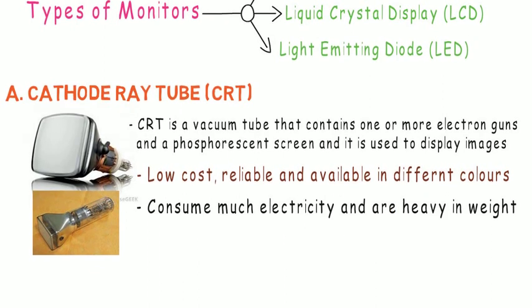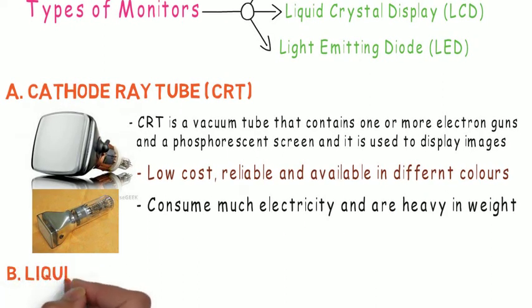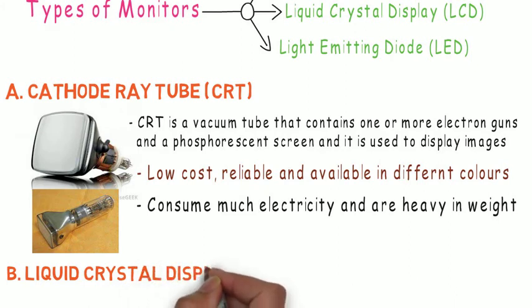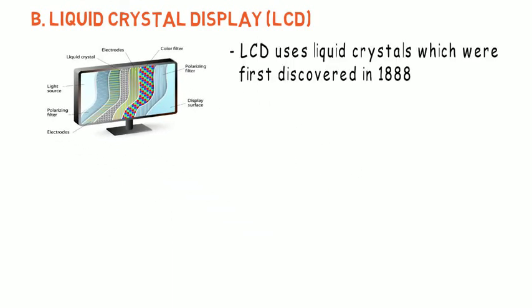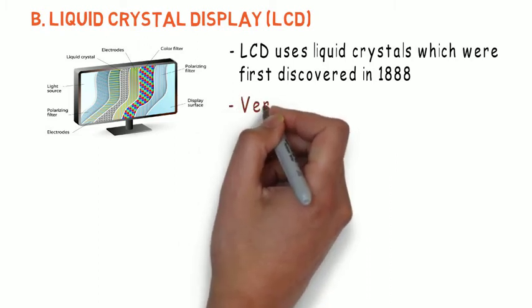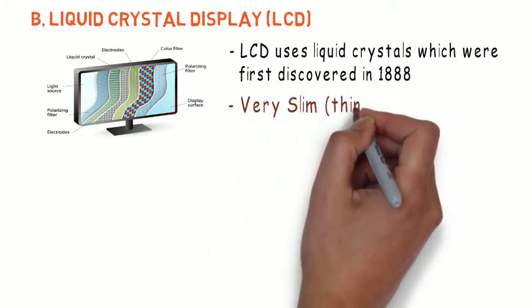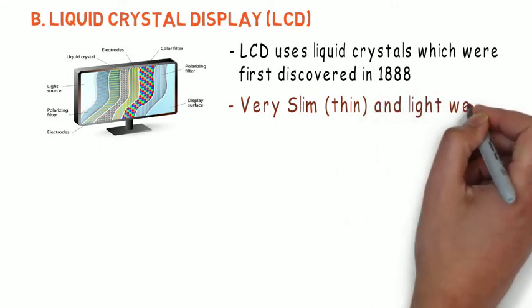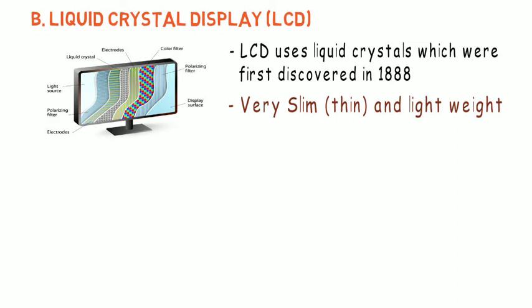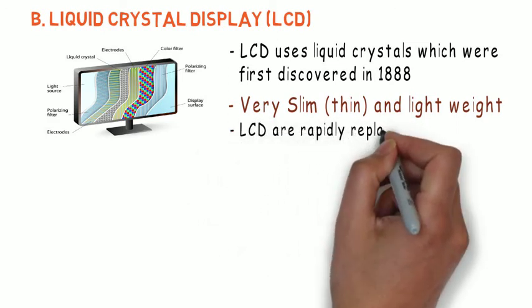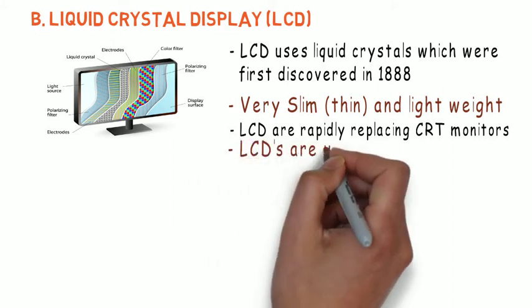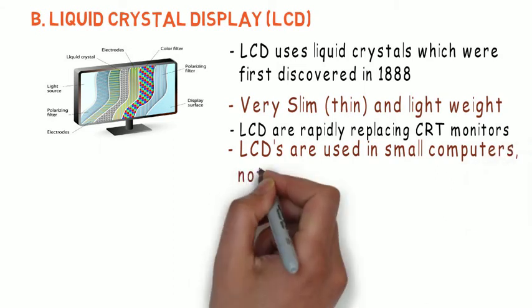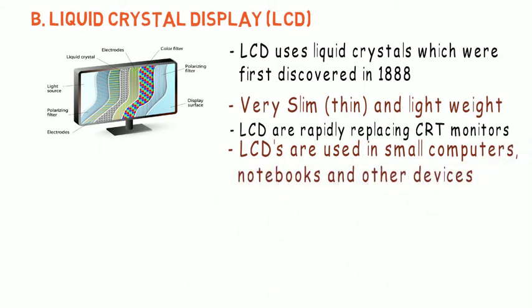B. Liquid crystal display, LCD. Liquid crystal display uses liquid crystals which were first discovered in 1888. Liquid crystal displays are slim and very lightweight. Because of these advantages, we see that LCDs are gradually replacing cathode ray tubes. LCDs are used in small computers, notebooks, and other devices.